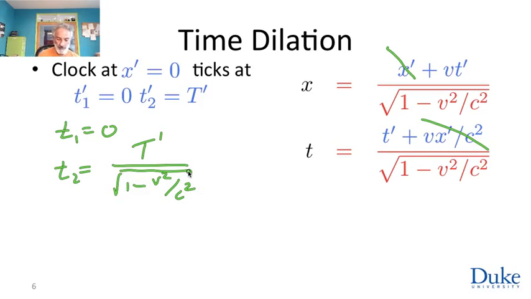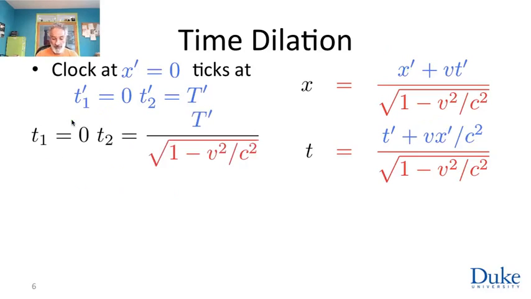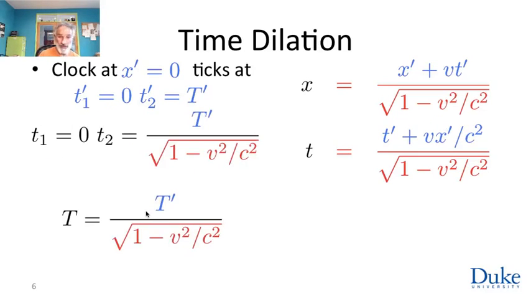And indeed, if you ask the black observer, when did the clock tick? This is the time when it ticked for the second time, this when it ticked for the first time. Write those down. It is clear that the time interval between those two is a lot longer than t prime. It's t prime divided by this quantity less than 1. The black observer observes the blue clock to be running slow.